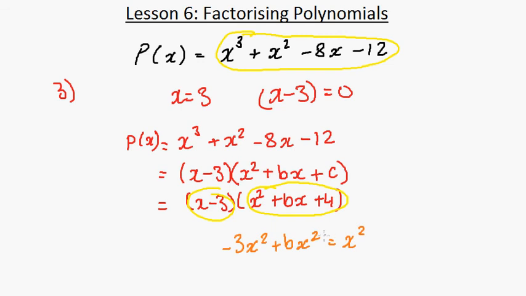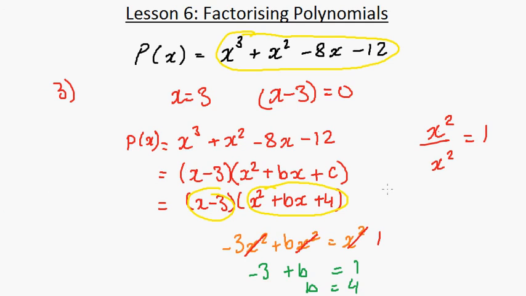So we realize that we have a common coefficient, and if we divide all by x squared, we can get rid of this, get rid of this, and get rid of this, right? And this becomes 1. Because if you divide any number by itself, it's 1, right? So now we have minus 3 plus b equals 1. Therefore, b equals 4. So now we actually know what b is, and now we have a linear factor, and we have a quadratic factor. It's a factor of this cubic equation.